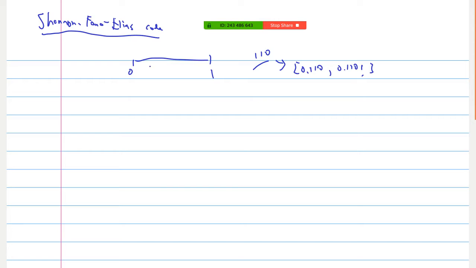Of course, this is binary, right? I'm representing this in binary representation. Because it's binary representation, 0.1 with repeating ones should be just equal to 1. It's on this other end here.